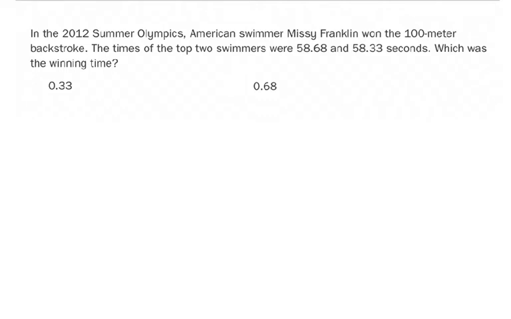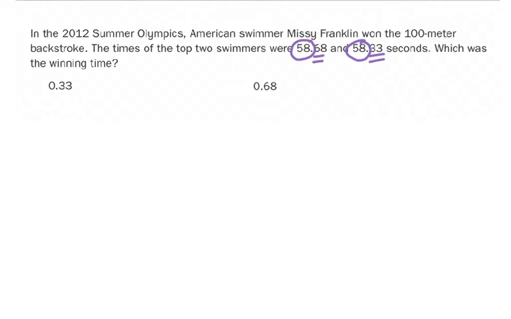If you notice, they were both 58 seconds. And the first time had 68 hundredths and the second one had 33 hundredths. Which was the winning time? Remember, the faster the swim time, that would be the winning time.